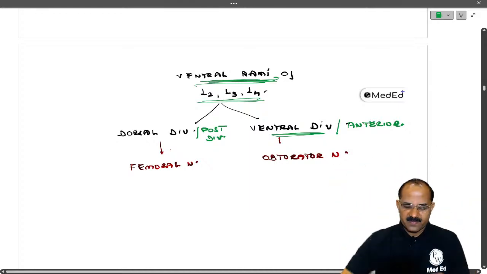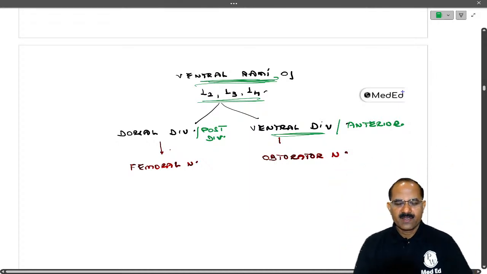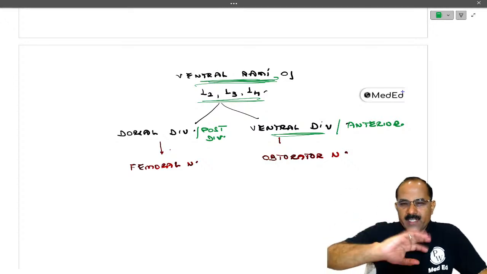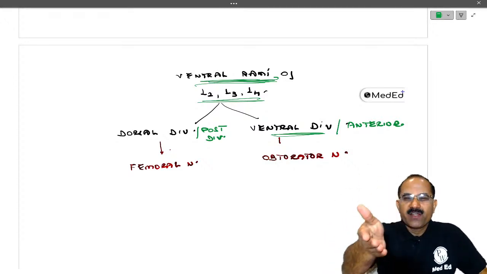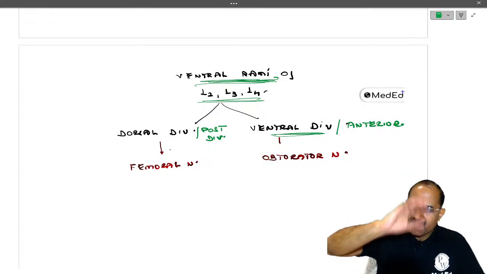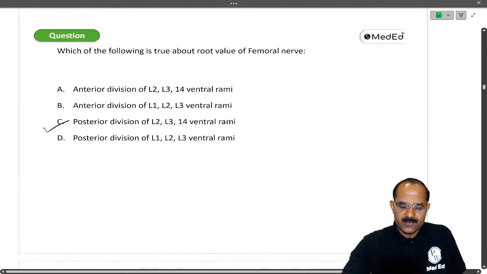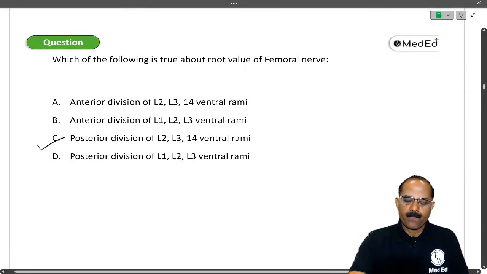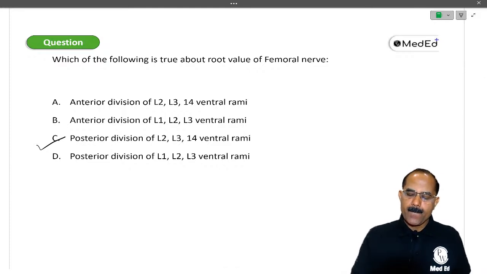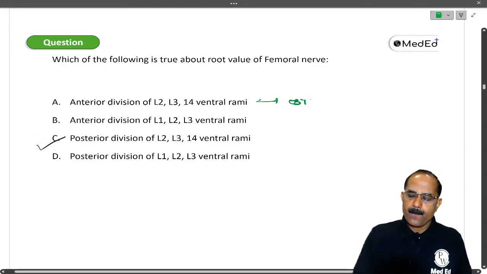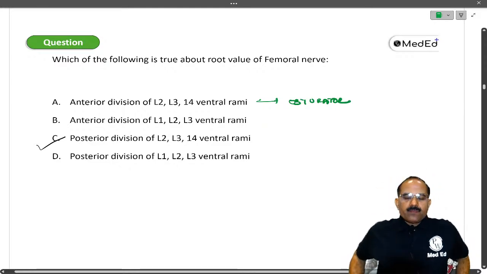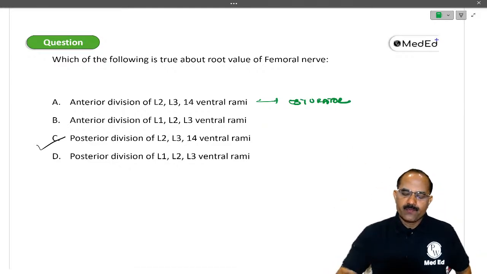Easy. Clear to all of you? Femoral and obturator में difference क्या है? Femoral nerve is formed by the dorsal divisions. Obturator nerve is formed by the ventral divisions. What is common? Ventral ramus. Ventral ramus is common in both. ठीक है बच्चों? That's a obturator nerve. Okay, I hope this is clear to all of you. Very good.